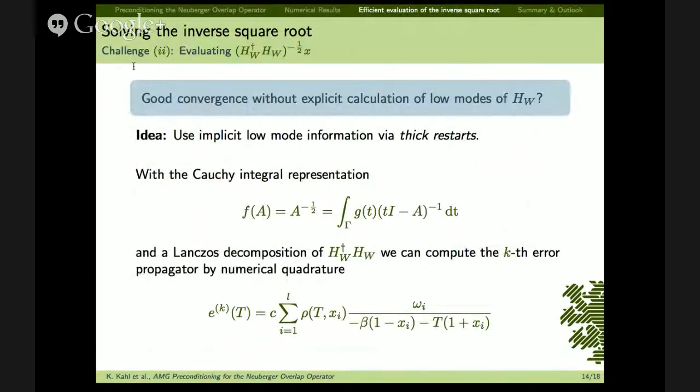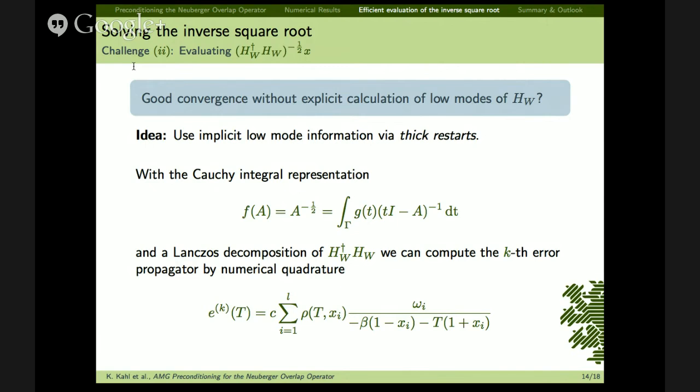One of the more intricate definitions of a matrix function is the following. You can represent your matrix function, which for now will be just the inverse square root of a Hermitian positive definite matrix, as in the Cauchy integral representation, where this is a contour. You have a weight function in here, and then you have the resolvent, which is just (tI minus A) to the minus 1, and you integrate over your contour. Okay. And now what they figured out is that there is actually a stable way.